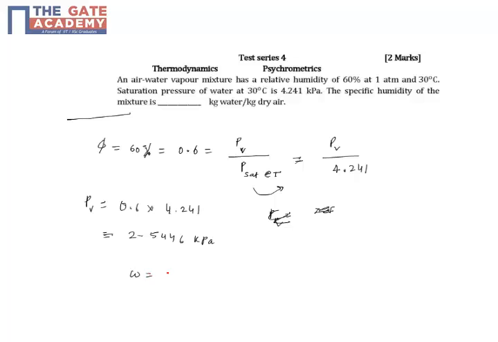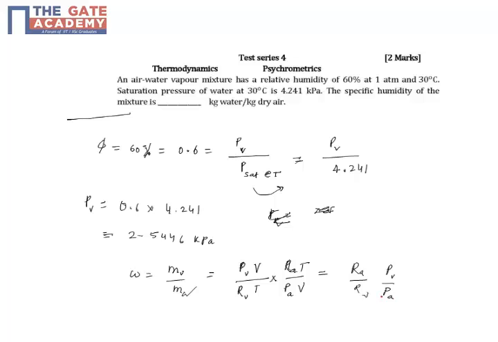Now specific humidity is mass of vapor by mass of air, per kg of dry air. For the mass of vapor, we apply the ideal gas equation, assuming that both the vapor and the air behave as ideal gas. So PV equals the mass of vapor times R of vapor times temperature. V and T are the same in a mixture. Similarly for air, PA times V equals the mass of air times R of air times T. So when we cancel T and V, we get R of air by R of water into PV by PA.